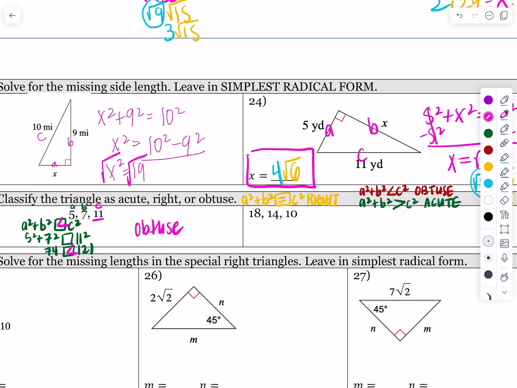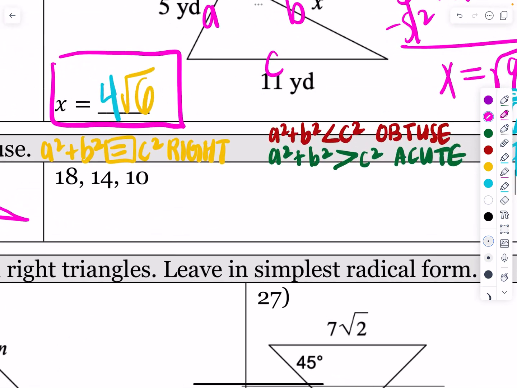So I'd be able to draw that triangle if I were sketching it. That would give me an obtuse triangle. Okay, let's do that again, but now with 18, 14, and 10. What does the C have to be? Has to be the 18 because it's the biggest. And then I'm going to see how that compares to a squared plus b squared and see the relationship.